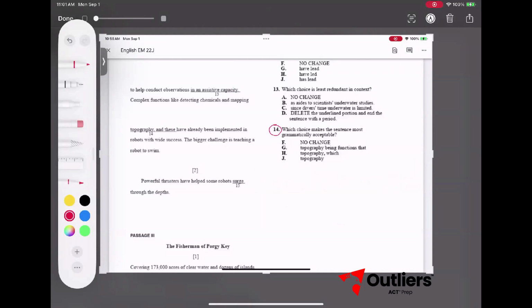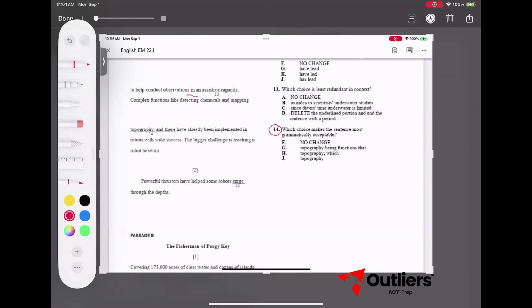So for number 14, our punctuation is changing from answer to answer. So we are dealing with a clause question, and we want to consider the three things that could be wrong with a clause question. So what I want you to do is try to find the first verb. Pause the video, try to find the first verb in this sentence.